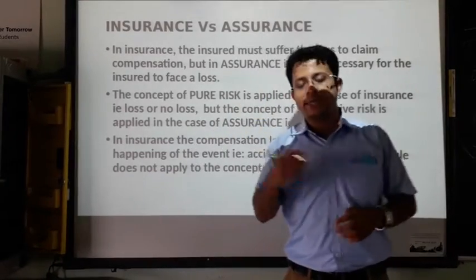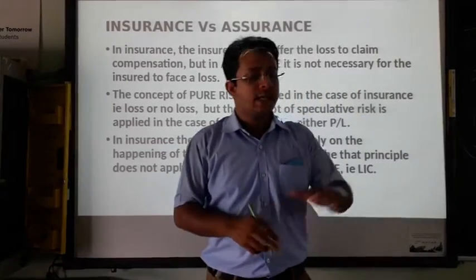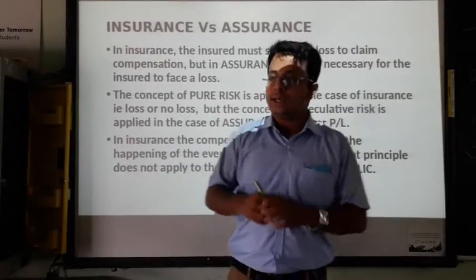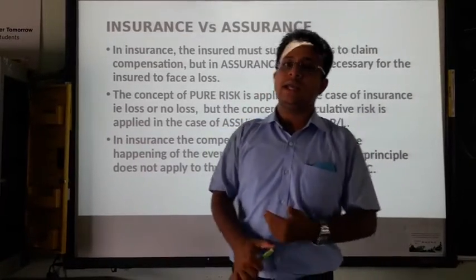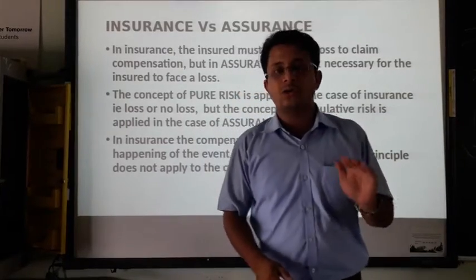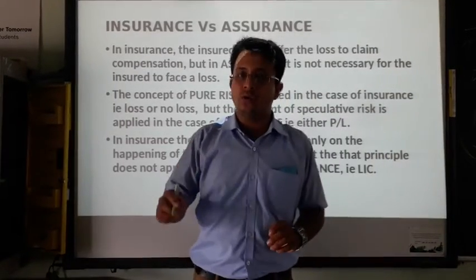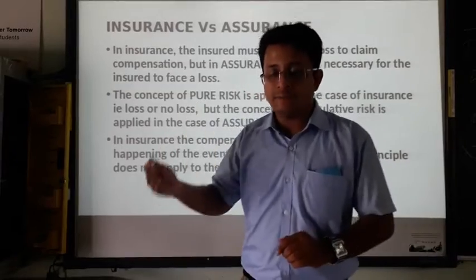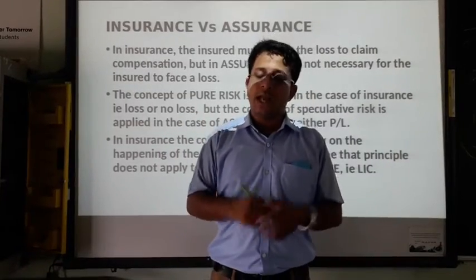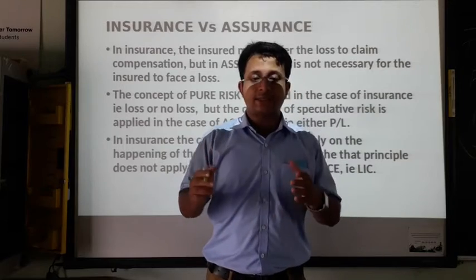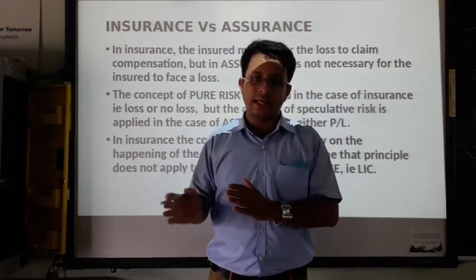But that is not the case with life insurance. With life insurance, whether the accident occurs or not, whether any event happens or not, you will get the amount that you have paid to the life insurance company after a particular period of time, along with a bonus. That is the difference between insurance and assurance.